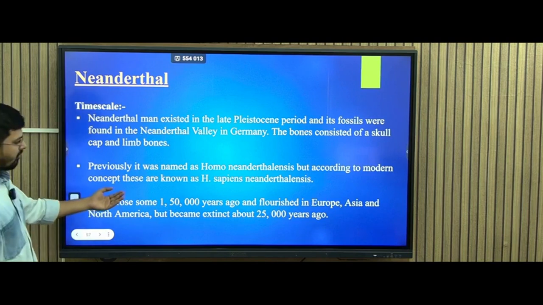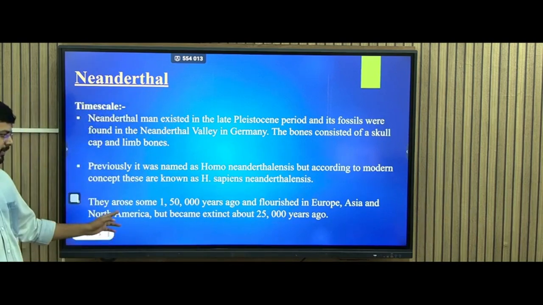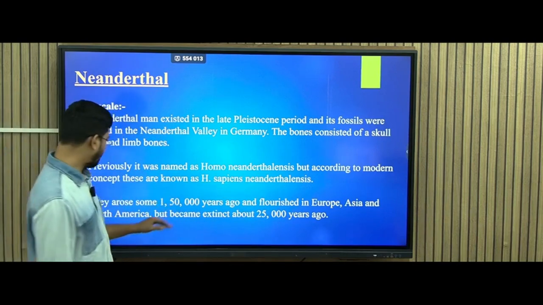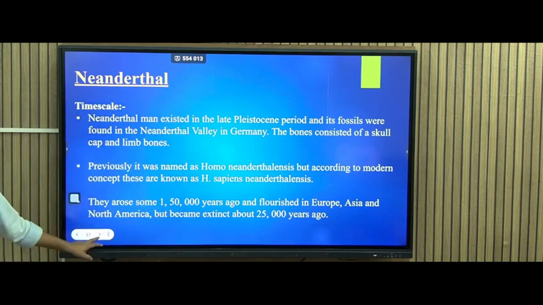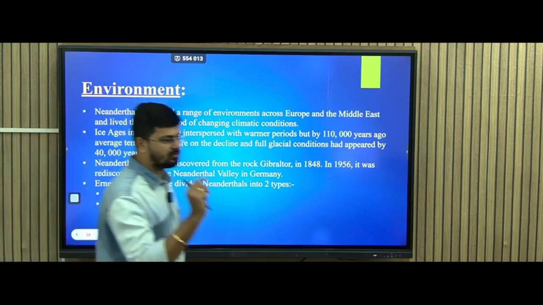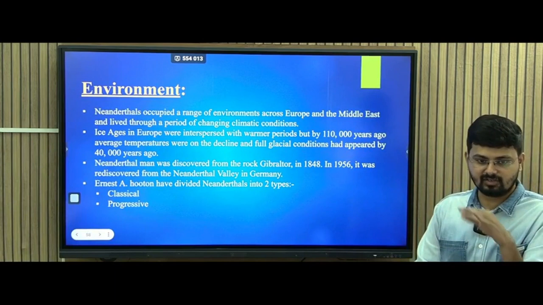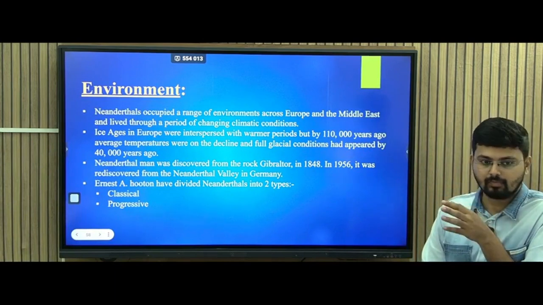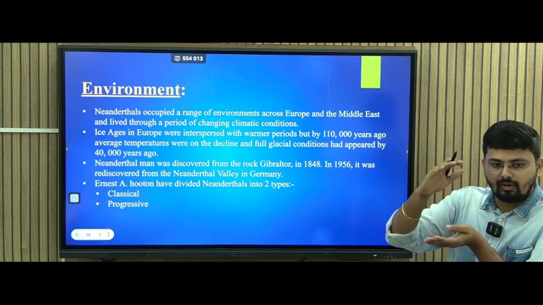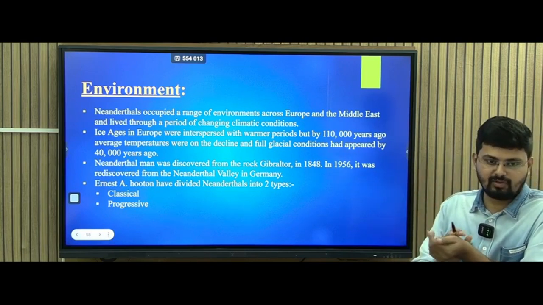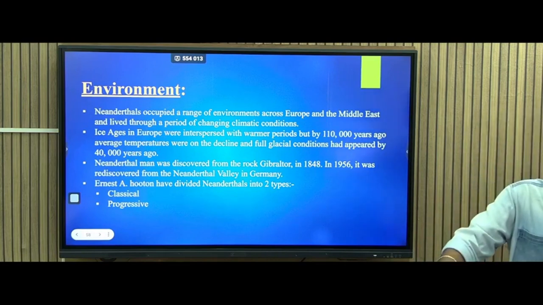Time period: 150,000 years till 25,000 years. Where were they present? Europe, Asia, and North America, that too in the northern regions. So they were residing in the topmost latitudes. You can notice their movement only till the Mediterranean Sea. Beyond that, hardly one or two places you can notice their presence.